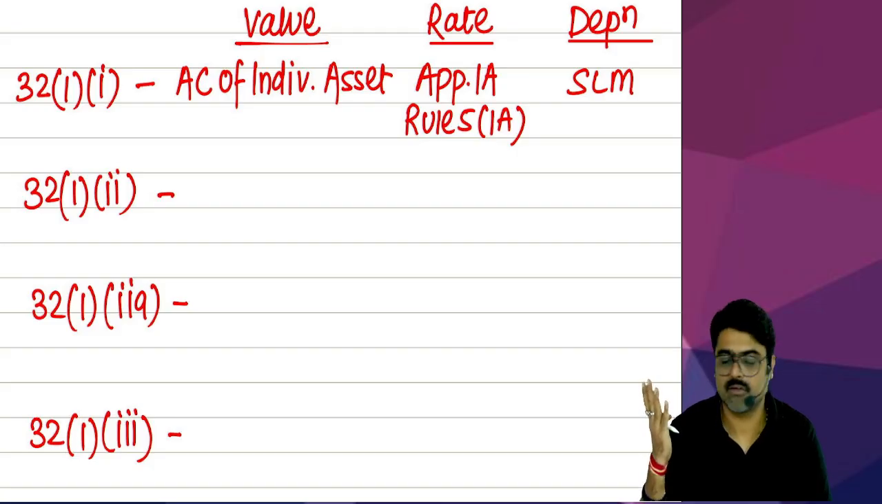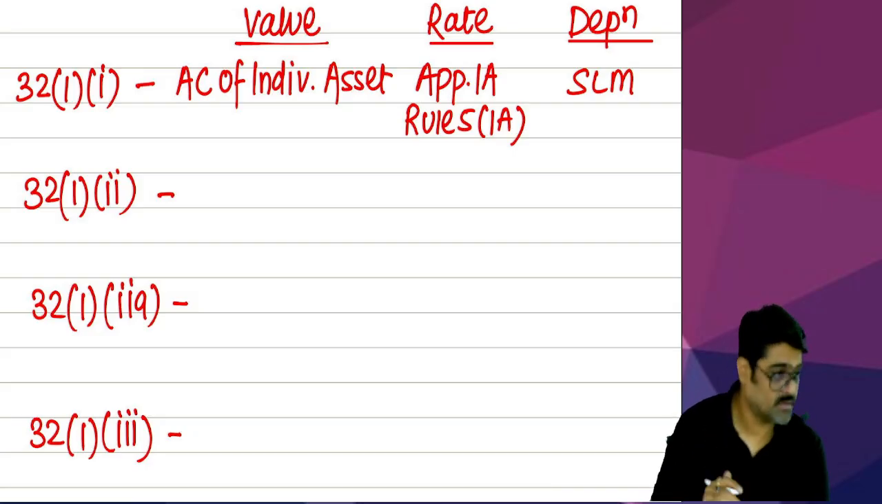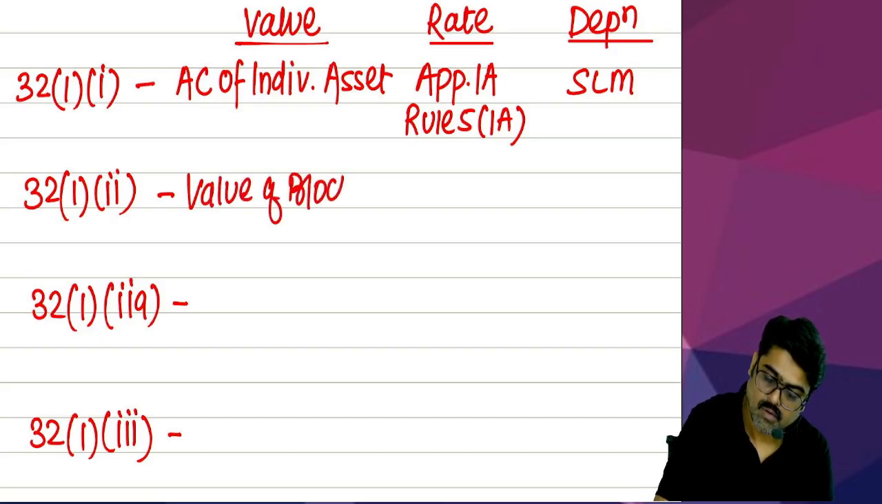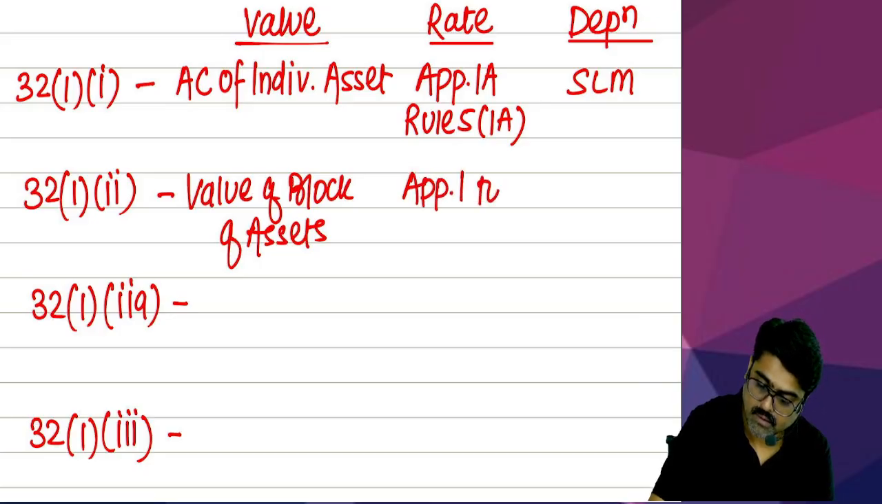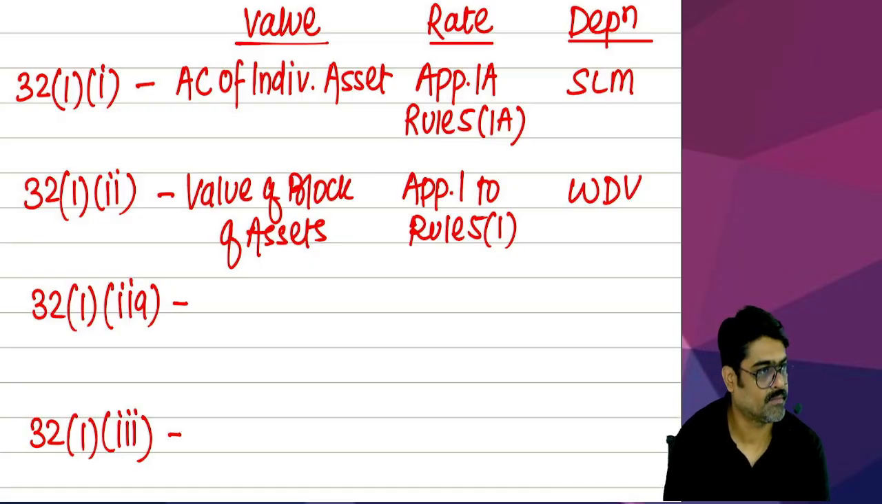I have already told you SLM basis, still people are saying WDV basis. And this depreciation is available for whom? All assessees, no? Or assessees engaged in power business? Sure. Okay. Now, all assessees will claim the depreciation on value of block of assets. At what rate? Appendix 1 to Rule 5, Subrule 1. And this depreciation will be available on what basis? WDV basis. Understood, no?